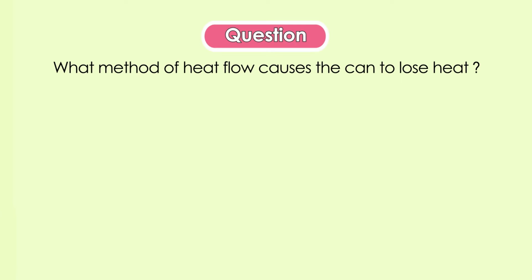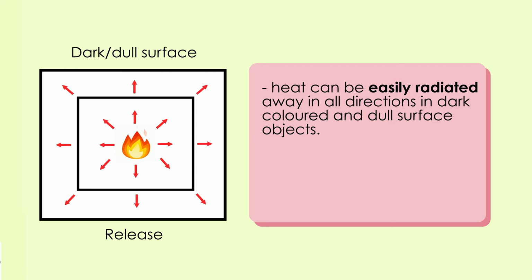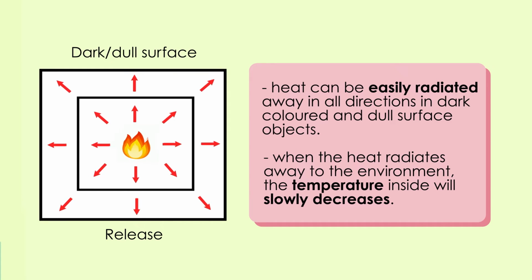I have one question for you to answer. Are you ready? What method of heat flow causes the can to lose heat? Radiation. The answer is correct. Good job, guys. This is a simple diagram showing how heat can be easily radiated away in all directions in dark-colored and dull surface objects. When the heat radiates away to the environment, the temperature inside will slowly go down.